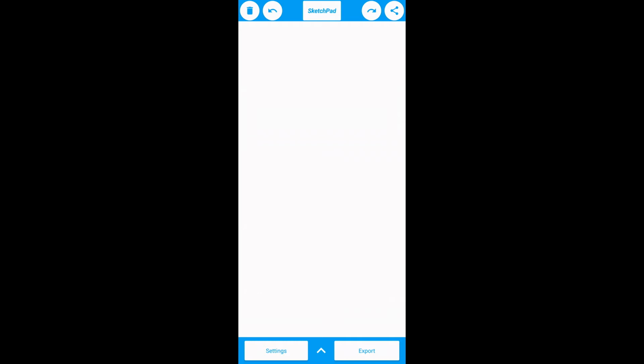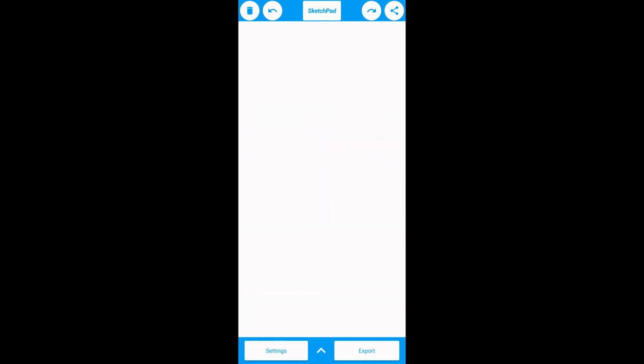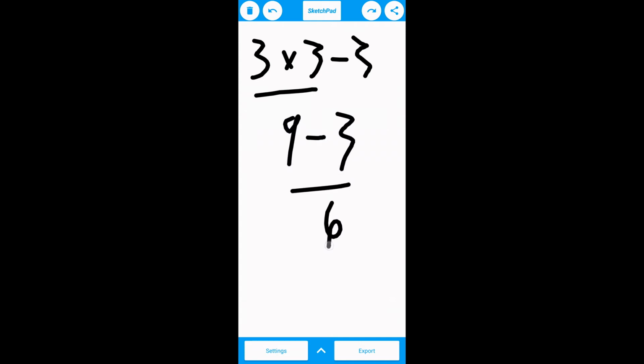Then 2. 2 is an easy one. You just add them and you get 2 plus 2 plus 2, which equals 6. Then 3. You do 3 times 3 minus 3, and that gives you 9 minus 3, which equals 6.